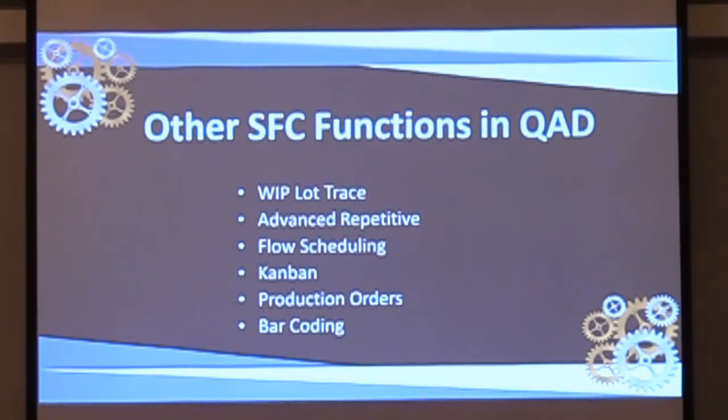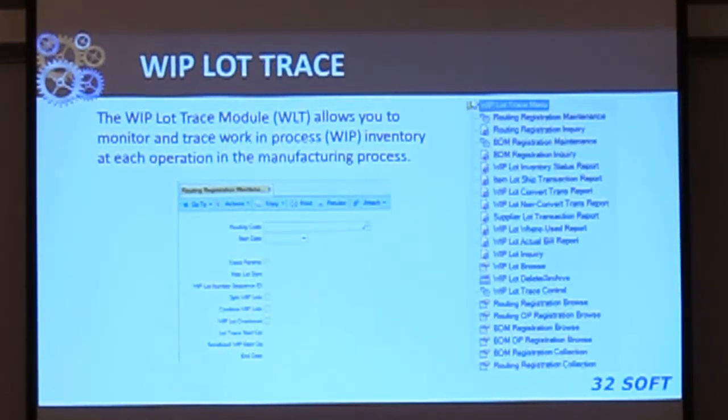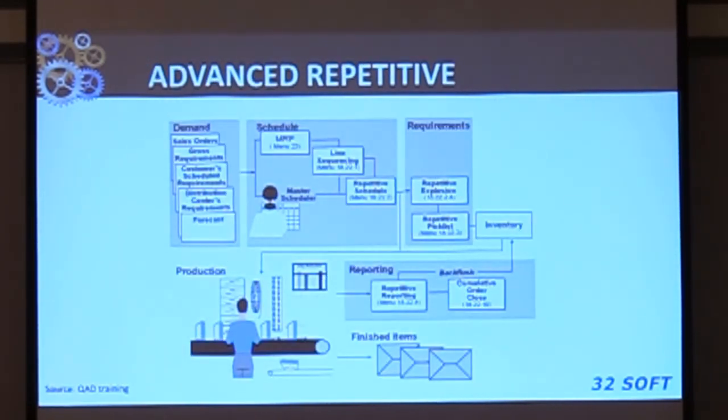There are other shop floor control functions within QAD. WIP trace, advanced repetitive, flow scheduling, Kanban, production orders. WIP trace allows you to actually trace lots or serial numbers of product within work in process. Advanced repetitive, if you cut a work order, it's a part number on a quantity on a date. If you use advanced repetitive, it's a part number on a pick-through period with no quantity.